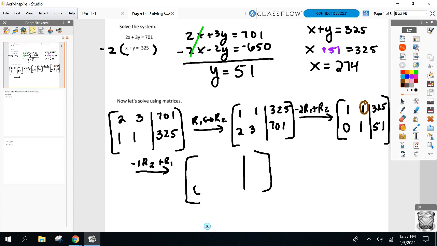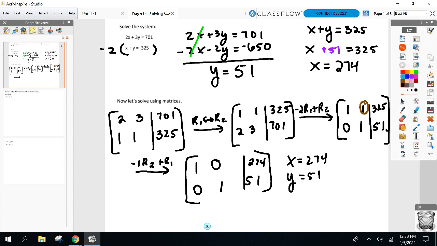Row 2 stays the same, 0, 1, 51. Watch how this will not affect anything. -1 times 0, 0 plus 1. Guess what stayed a 1? Right there. Doesn't affect it at all. 1, 0. Now what's going to be my next number here? 0, which is what I wanted. And here comes the answer for x. -51 plus 325, 274. X equals 274. Y equals 51.